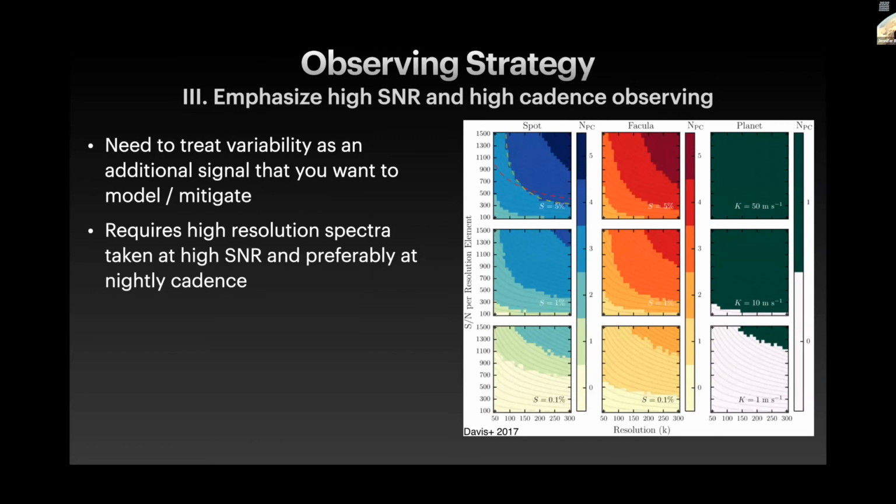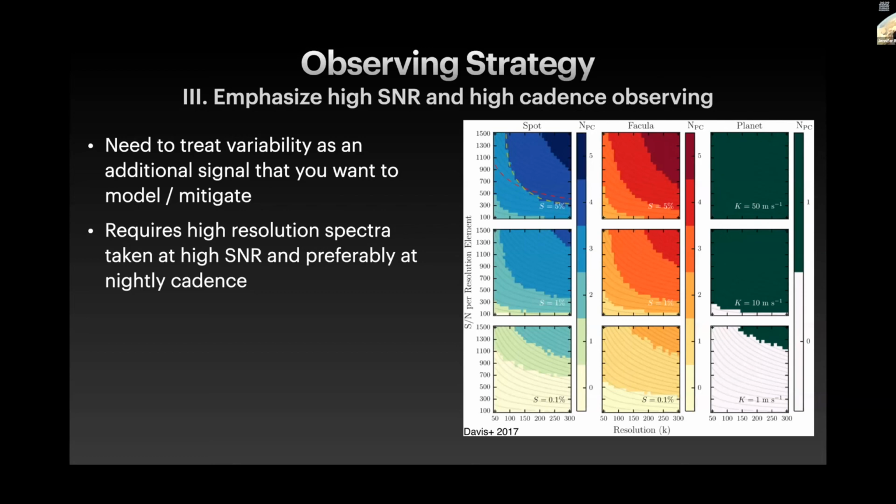And then even in cases where your observing strategy can't average out or mitigate stellar variability, you can still make sure that the data collected has all of the right characteristics to help you try and model the variability after the fact. So in particular, that means that you want to aim for high resolution and high signal to noise observations. These results from Davis et al. 2017 demonstrate how different combinations of resolution and signal to noise impact the number of principal components that can be recovered from different simulated data sets that have different spot and faculae coverage fractions.